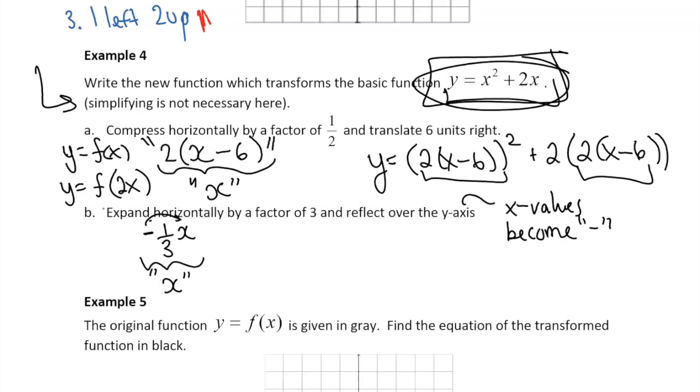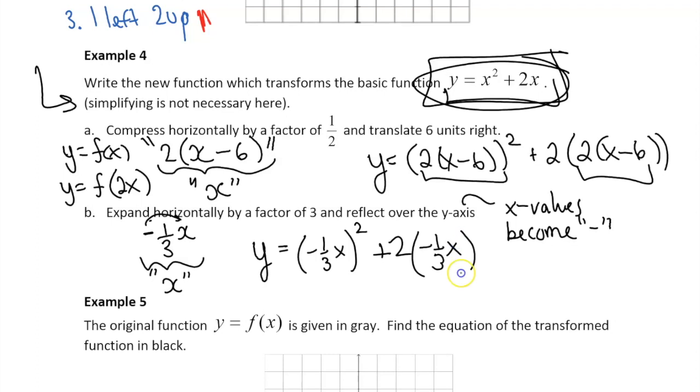So if we write out our function, we would say y equals, and instead of having x squared, we're going to say we have negative 1/3 x squared plus 2 negative 1/3 x. Okay, and once again, that's our best final answer for that question.